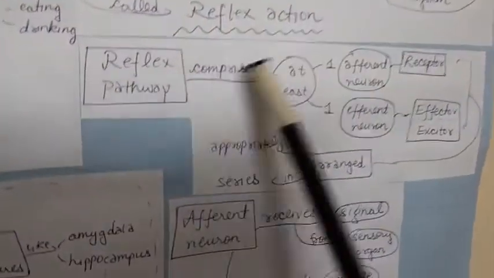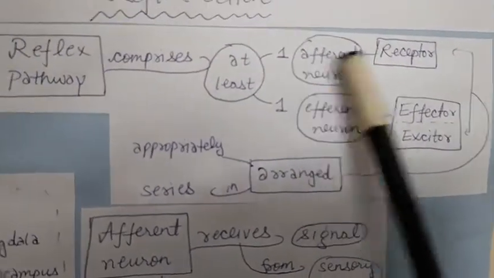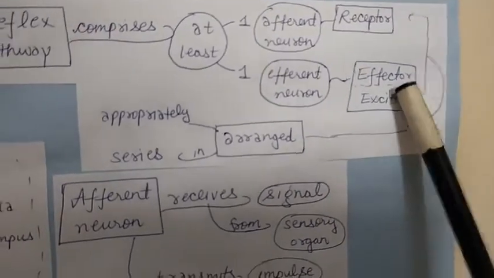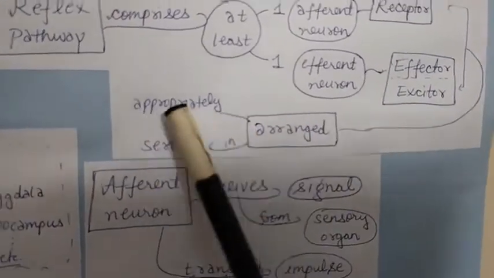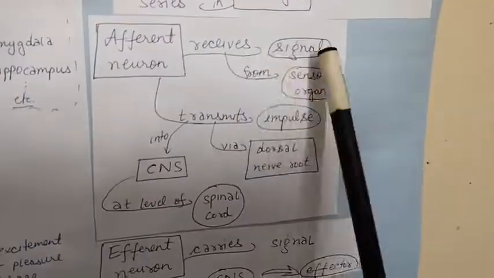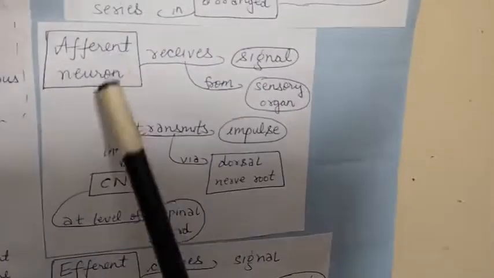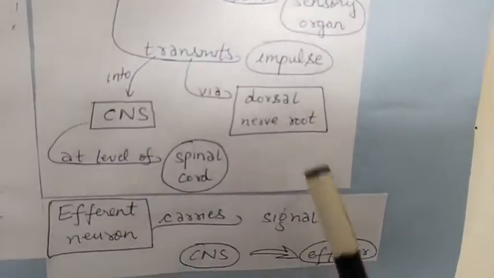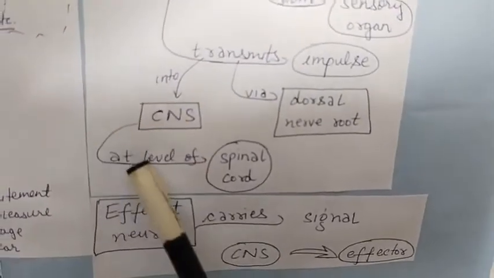The reflex pathway comprises at least one afferent neuron and one efferent neuron. The afferent neuron is the receptor and the efferent is the effector, and these two are arranged appropriately in series. The afferent neuron receives a signal from sensory organs and transmits the impulse via the dorsal nerve root into the CNS at the level of the spinal cord. So it sends the information to the spinal cord. The efferent neuron carries the signal from the CNS to the effector.